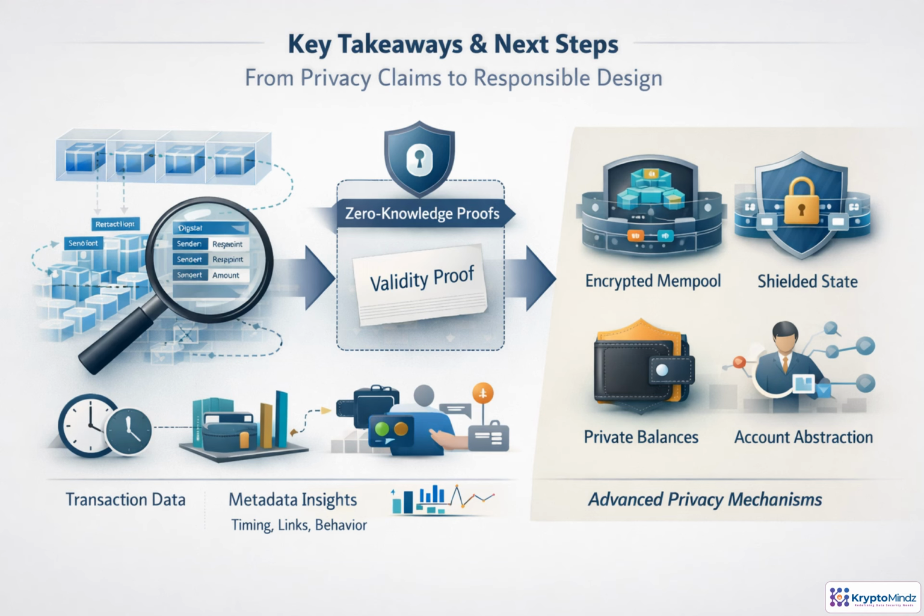The key lesson is that zero-knowledge validity proofs scale execution, but they do not guarantee privacy. Published transaction data and metadata can still expose users. Privacy requires deliberate architecture, including encrypted mempools, shielded state, private balances, and account abstraction. Next, we'll connect these design choices to responsible compliance and adoption.